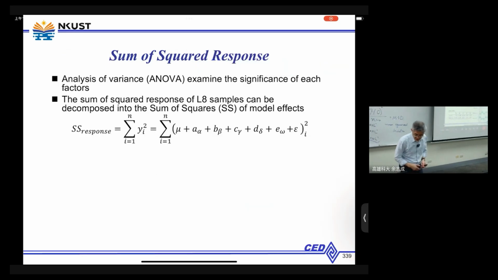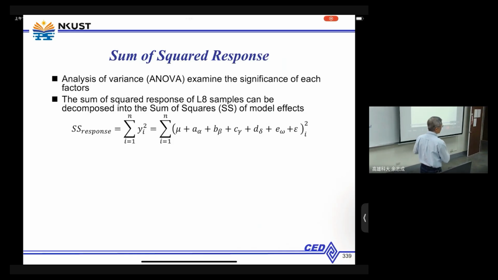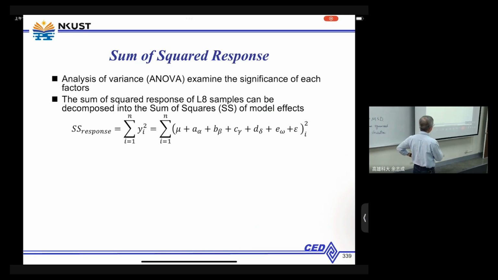Next we want to calculate, using sum of squares to quantify the influence. First, we want to sum up the total sum of squares. The sum of squares is the output squared, because each output can be written as the additive model, main effect plus the average. So this will be the additive model squared.